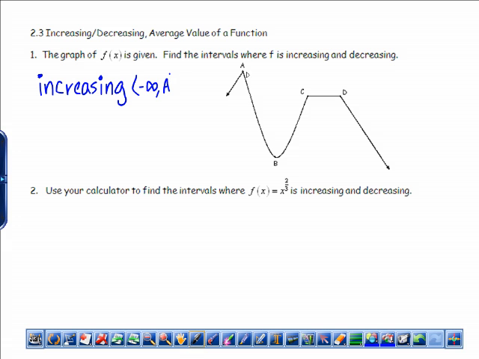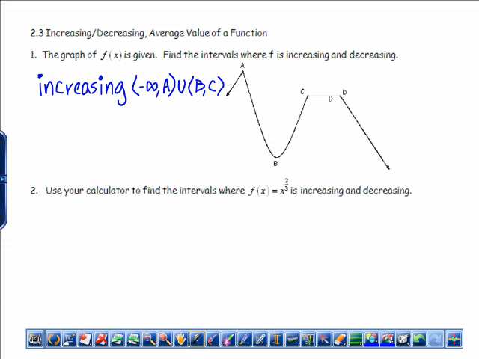And so what do you think? Do you think it's still increasing at a, or just right up to a? Okay, at a, it's changing. So we actually would put a parenthesis there. Okay, from a to b, in between there, it's decreasing. But then from b to c, it's increasing again. So we're going to union that. Again, I'm going to put parentheses here because at those points is where it's changing. We wouldn't say it's increasing or decreasing.